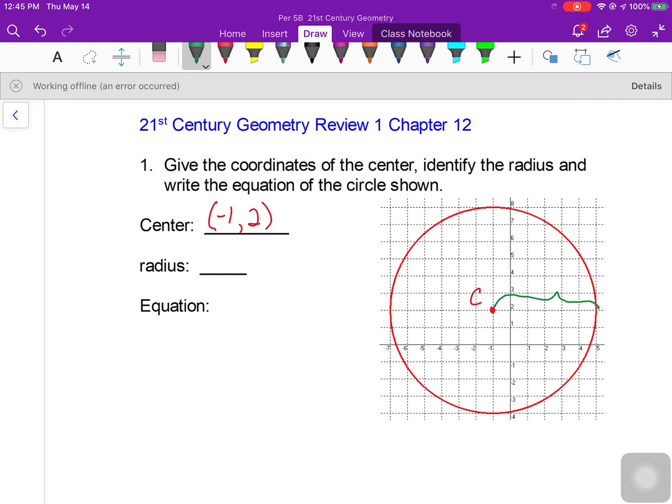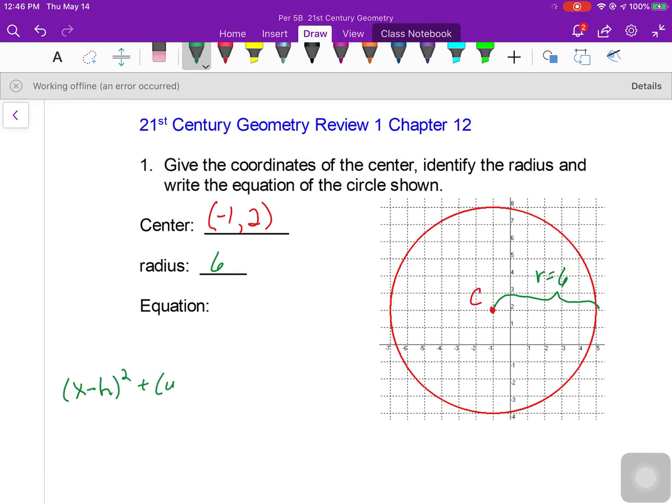And then the radius, I prefer to find the radius by just counting horizontally to the right. So if I were to count horizontally to the right, it looks like it's 1, 2, 3, 4, 5, 6. So the radius is equal to 6.